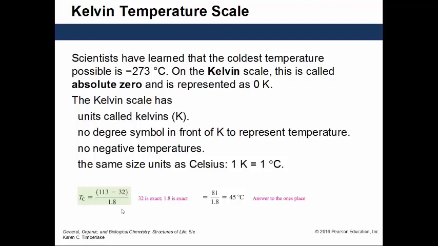And this formula here is a way to calculate a given temperature in Fahrenheit and convert it to the Celsius scale. What you do is you take that temperature as given, let's say it's 113, you subtract 32 from that Fahrenheit temperature and divide that total by 1.8. So 113 degrees Fahrenheit would give you 45 degrees Celsius.